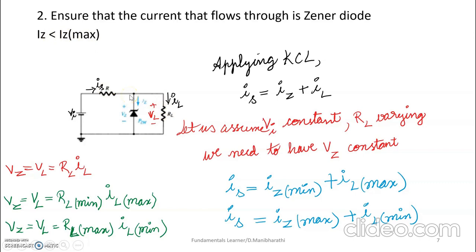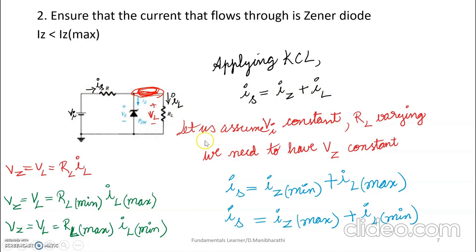Okay, so look at the circuit. I can say this is a node. Okay, this is a node, right? Node is nothing but a connecting point. So I can apply Kirchhoff current law. What does Kirchhoff current law state? Incoming current is equal to the sum of the two outgoing currents. So IS is equal to IZ plus IL.